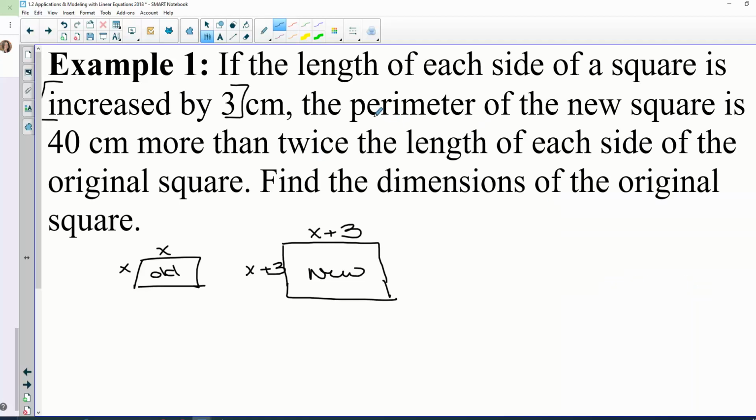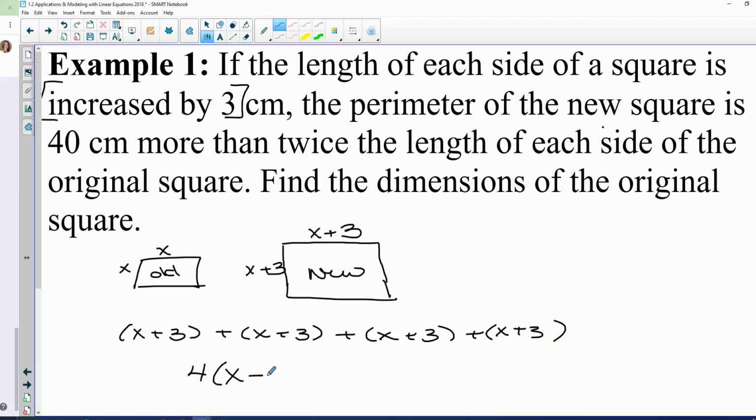All right, let's go back. The perimeter. What does perimeter mean? Add all the sides of the new square. So I'm adding all the sides of the new square. So you have 2 options. You can write it out x plus 3 plus x plus 3 plus x plus 3 plus x plus 3, which certainly works. Or what's the other option? Yeah, we have 4 identical sides, so you could just take it times 4 for the perimeter.